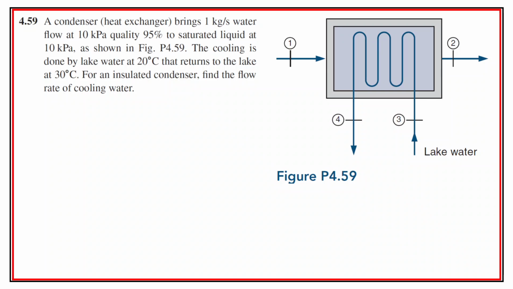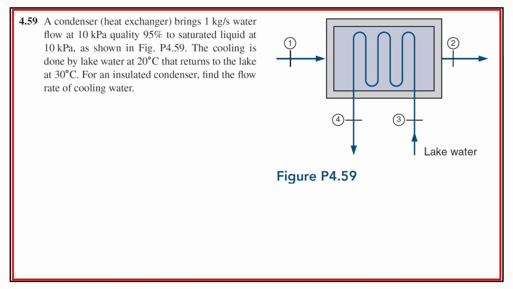example. In this case, this is a problem out of the problem section of Borgnakke's book. This is problem 4.59, where we have a condenser, a heat exchanger, that brings 1 kilogram per second of water flow at 10 kilopascals and has a quality of 95% steam to a saturated liquid. So it's changing it to a saturated liquid at 10 kilopascals, so it hasn't changed any pressure.